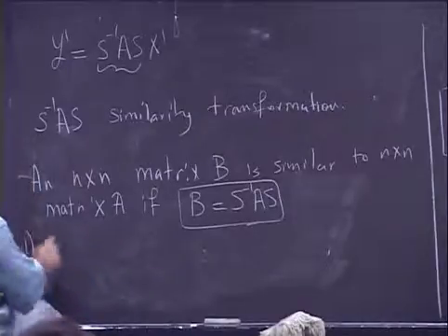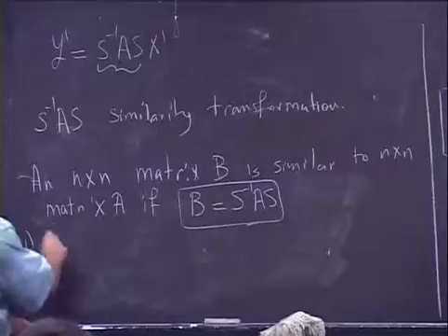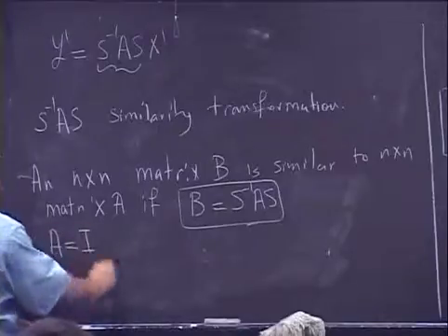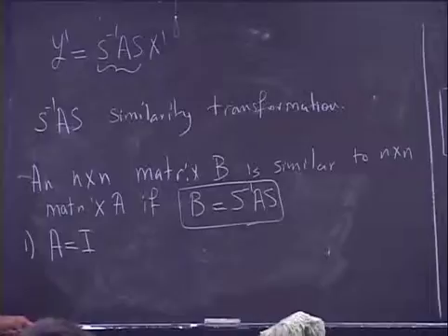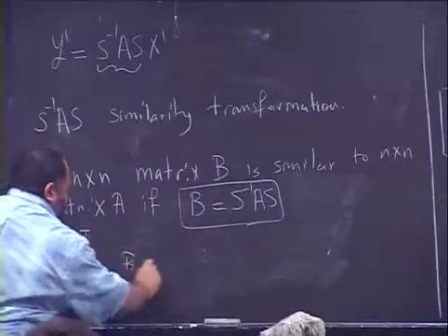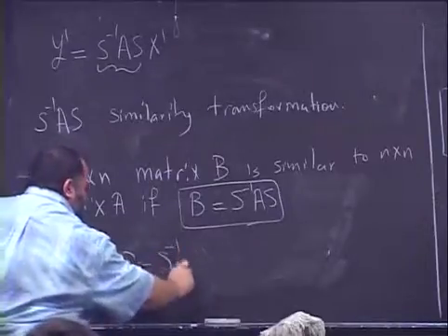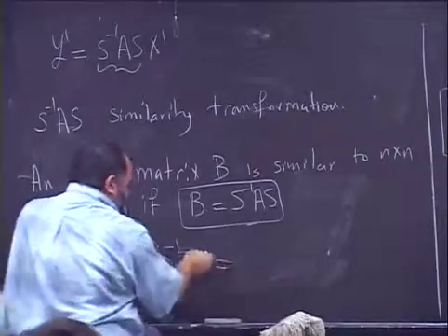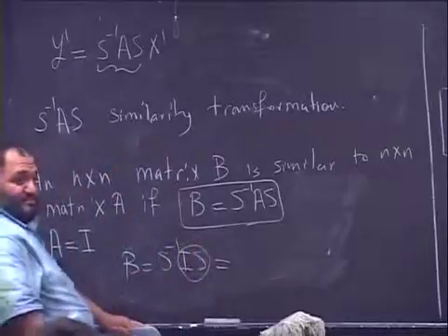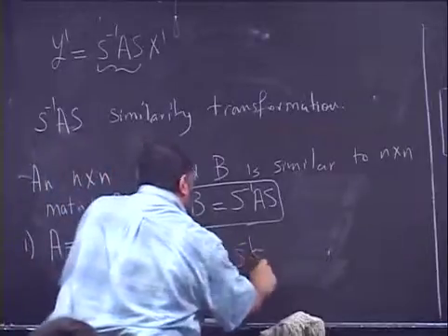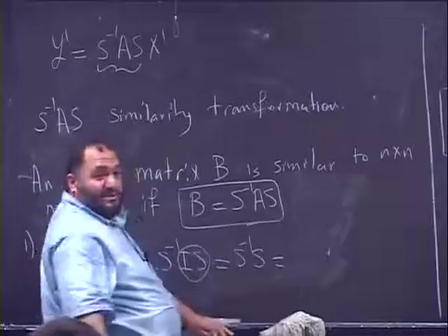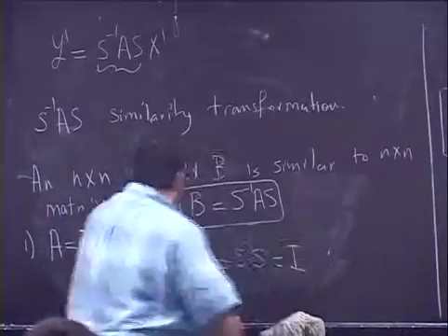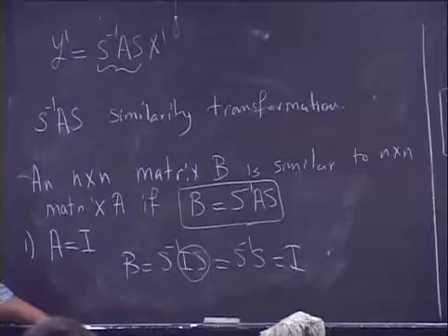So let's look at the first property. If the matrix A is equal to the identity matrix, what's the matrix B? B equals S minus 1 I S. What's IS? S. So this would be S minus 1 S. What's S minus 1 S? I. So matrix B is equal to matrix A.